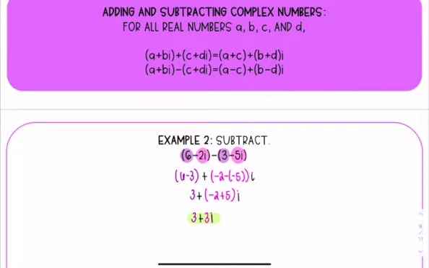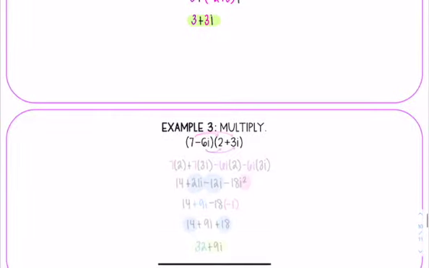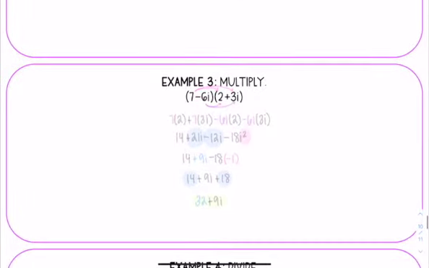Let's talk about multiplication. So we're going to multiply (7 minus 6i) times (2 plus 3i). So we can FOIL or multiply as normal. We're going to multiply 7 to 2 and to 3i. And then we're going to multiply negative 6i to 2 and to 3i.